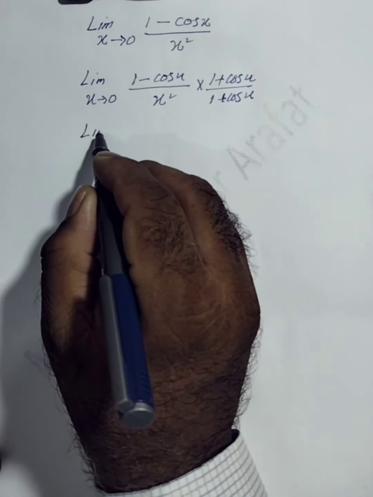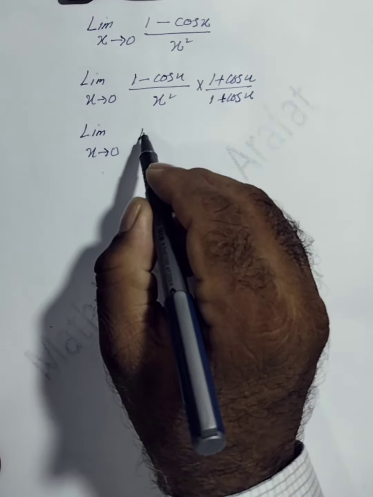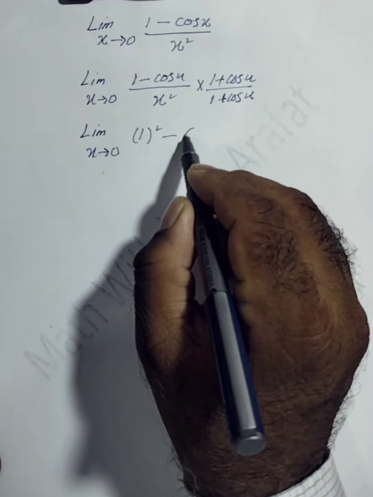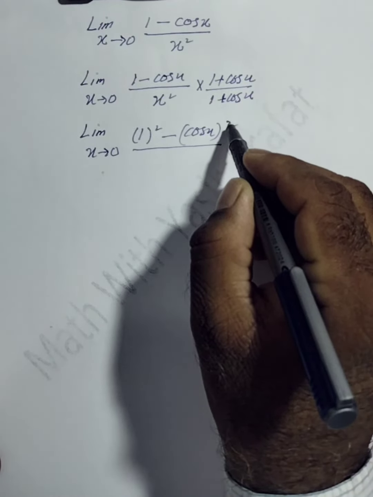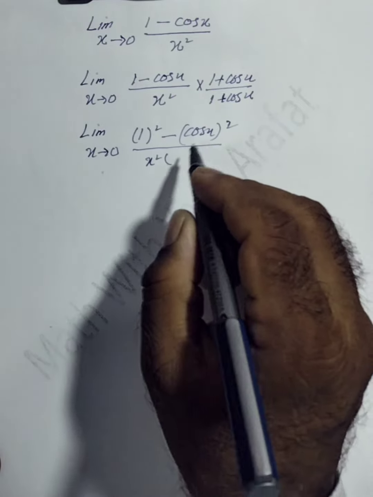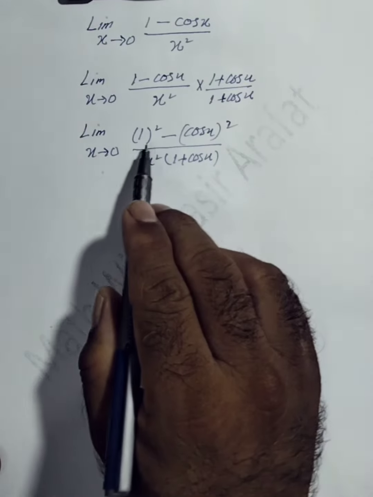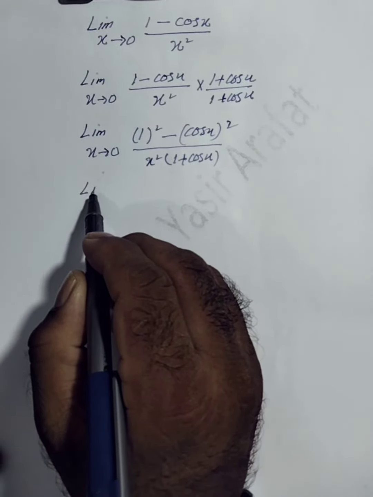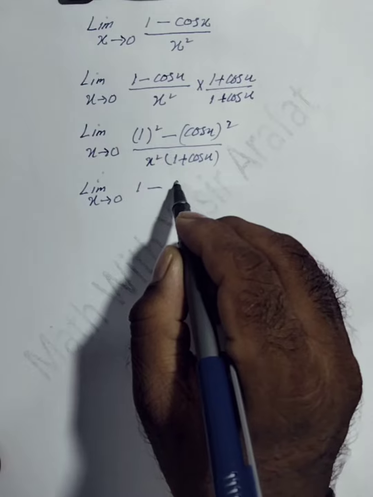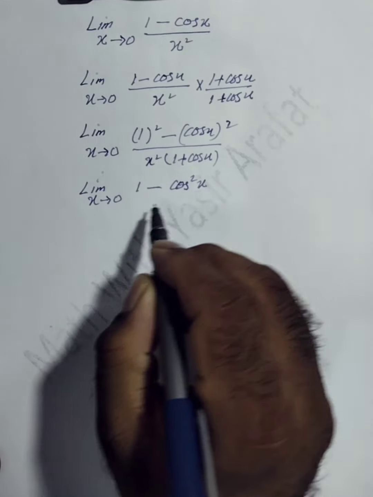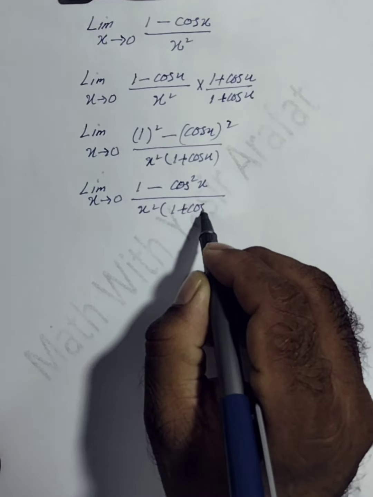So here, limit x tends to 0, a minus b times a plus b will be equal to a square minus b square, into x square times 1 plus cos x. This is a minus b, a plus b, equal to a square minus b square. So limit x tends to 0, this is 1 minus cos square x divided by x square into 1 plus cos x.